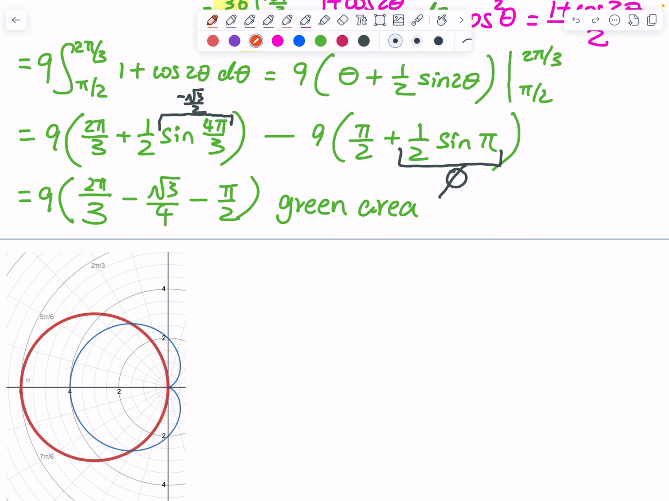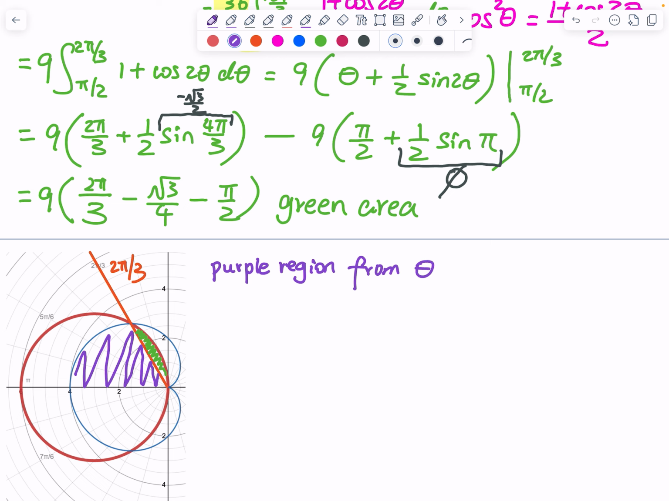Okay, I'm going to draw the radial line one more time. This is at 2 pi over 3. And then the green area is found. The next area that we have to look for is this purple region. So the purple region is from theta equals 2 pi over 3 to theta equals pi. And this region is inside the cardioid.